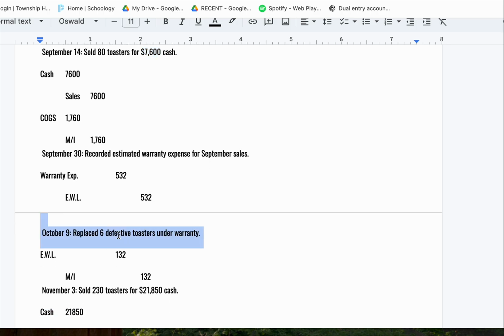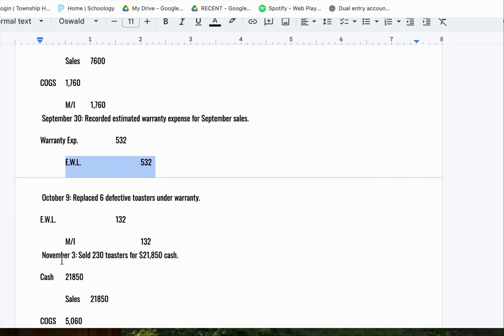And then replace 6 toasters. So 6 customers sent their toasters back in. We sent them back a new toaster. So that's credit to merchandise inventory for 6 times 22, 22 being the cost of goods sold. And then once again, like I explained before, we debit estimated warranty liability, meaning we pull that money out of that pool of money we put in.